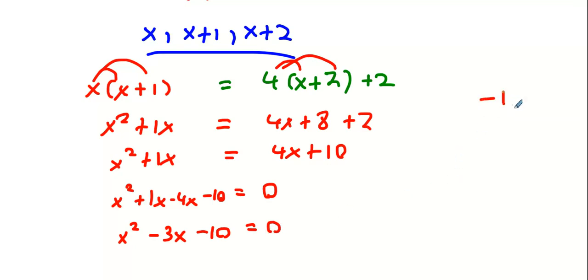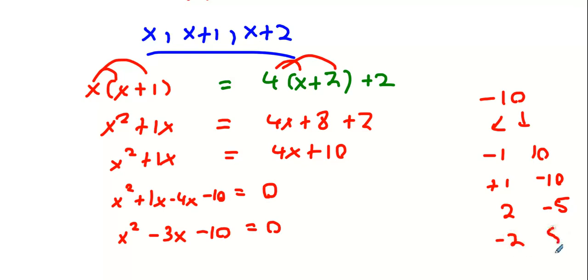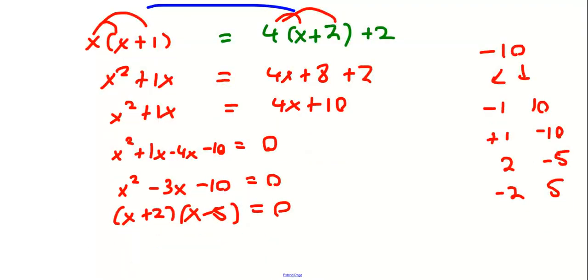Now, 2 numbers that multiply to give you minus 10. Well, you go for minus 1 and 10, or plus 1 and minus 10. You could go for 2 and minus 5, or you could go for minus 2 and plus 5. I'm going to go for 2 and minus 5. So it's going to be x plus 2 and x minus 5 because they equal minus 3 in the middle. Then we're going to get answers here.